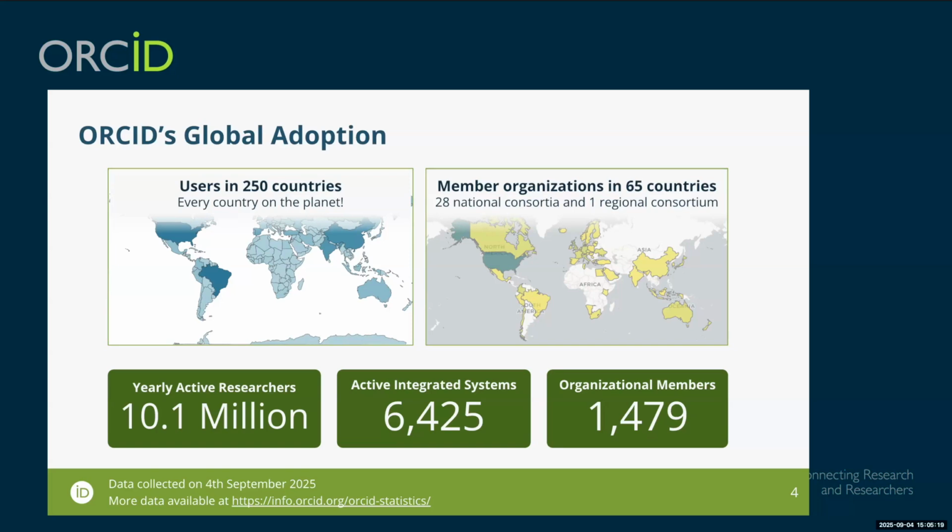We have over 10.1 million yearly active researchers. Those are researchers who have used their ORCID ID to sign into a system or updated their record or granted permission to a trusted organization to update their record using those APIs. And we have over 1,400 organizational members around the world who have together integrated over 6,400 different systems with ORCID, exchanging data back and forth with those records.